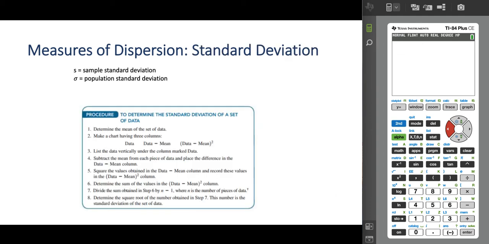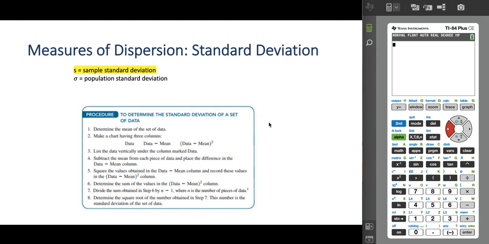All right, standard deviation is not that easy. In standard deviation, first of all, there are two symbols to represent that. The lowercase letter s or the Greek letter sigma. S is the sample standard deviation and sigma is the population standard deviation. In this course, we're exclusively going to be talking about sample standard deviation.